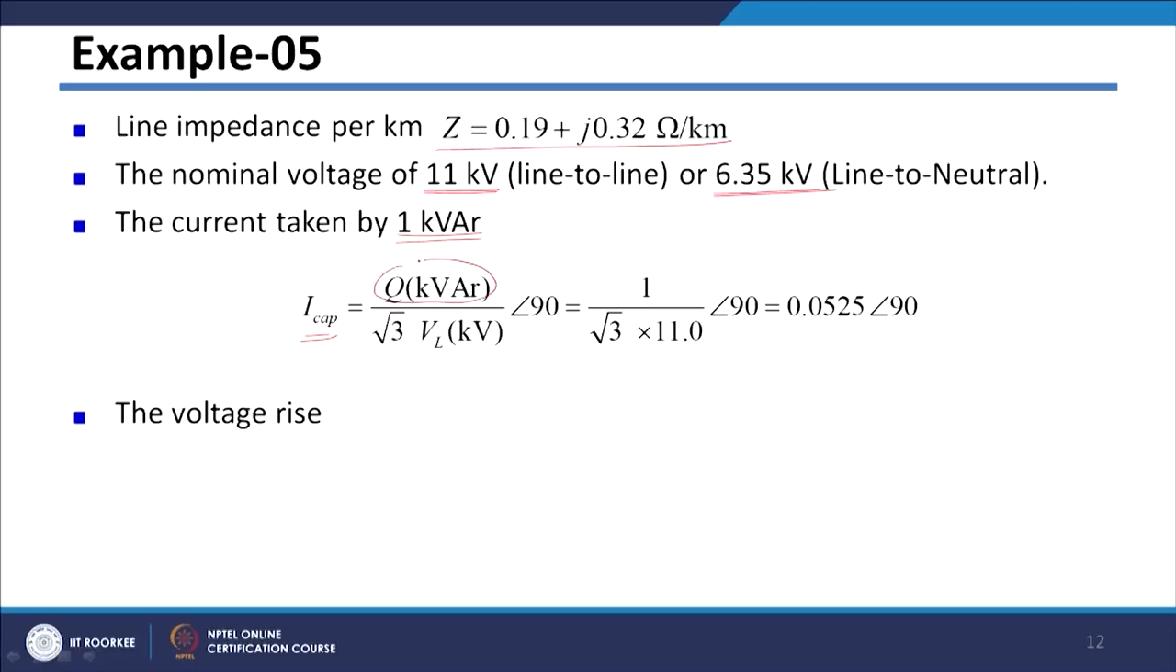This is nothing but your power divided by root 3 into VLL, and in this case since it is only capacitive current, your angle will be 90 degrees. So, kVAR is 1 kVAR, divided by root 3 and then voltage is 11 kV line to line, angle is 90 degrees. If you calculate this, your capacitive current will be 0.0525 and its angle will be 90 degrees.